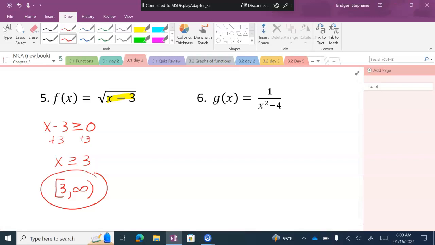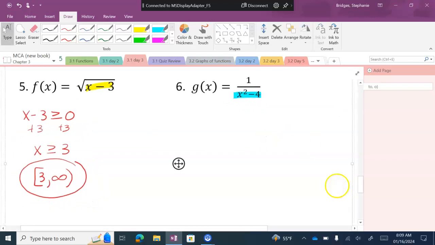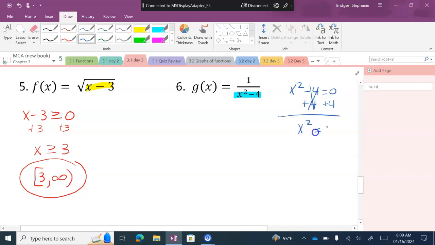And what do I have in number 6? A fraction, which I cannot have 0 in the bottom. So again, we just take that. If you can't look at it and tell, you can take it, set it equal to 0, and solve for x. Those will be the values that you cannot have. Your domain would be everything else. What are the two numbers that I can square to get 4? 2 and -2.